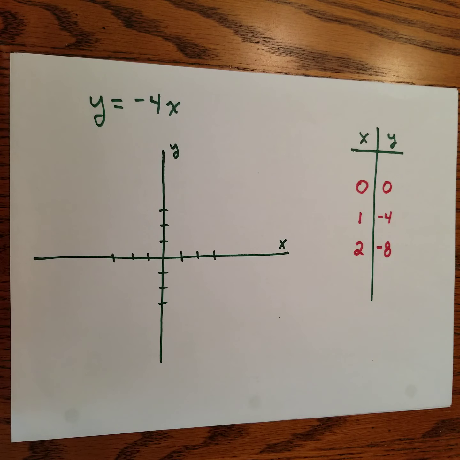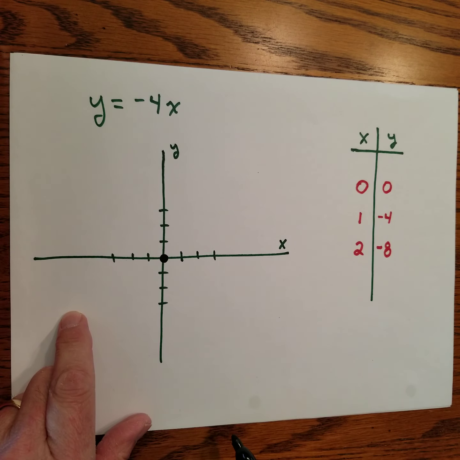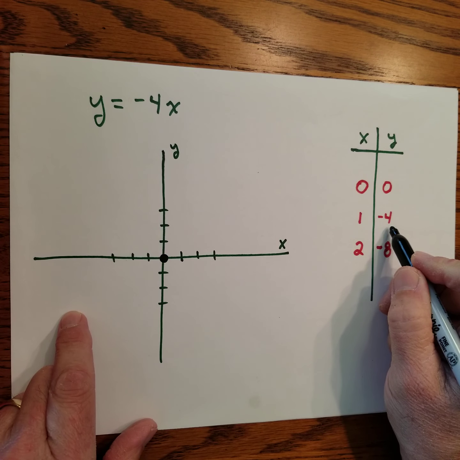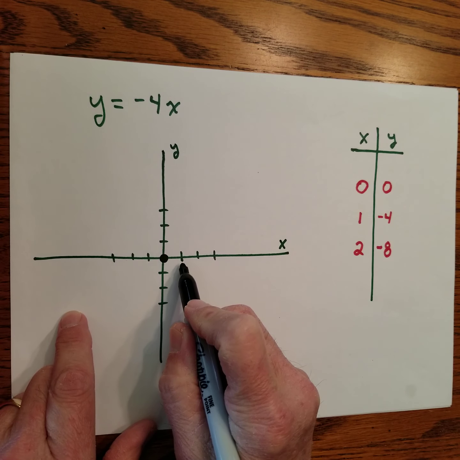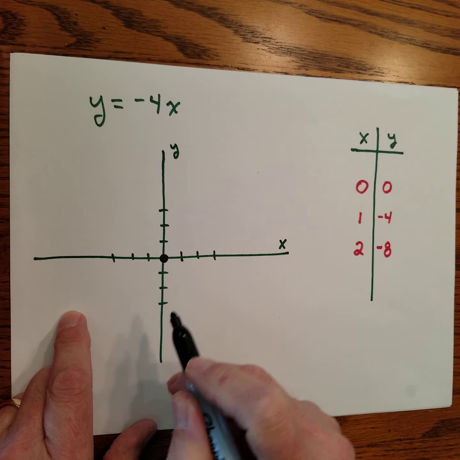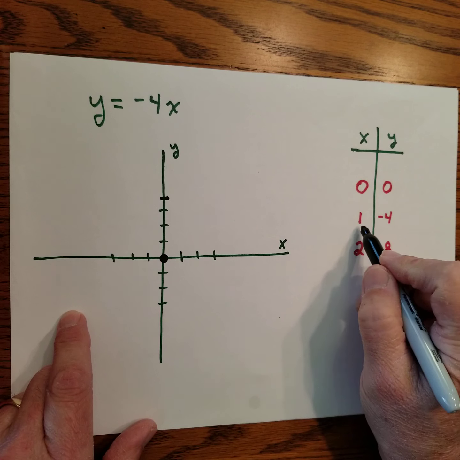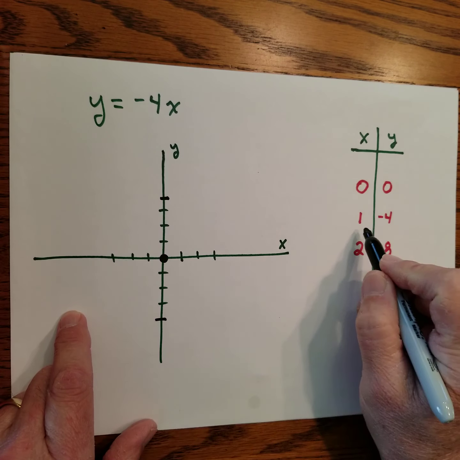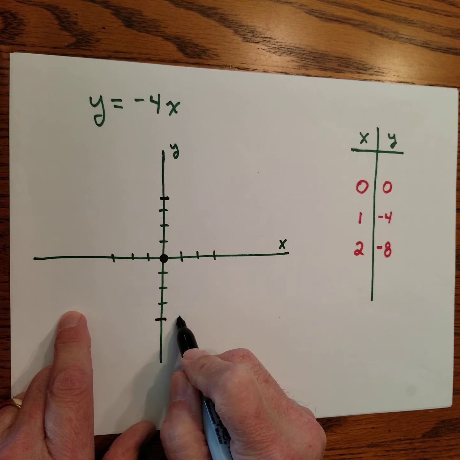Let's plot those 3 points. 0, 0 is the origin. That's here. Now the x number is left and right. The y number is up and down. I want to go to x1, y negative 4. Here's x1, left and right. Here's y negative 4, up and down. I want to go 1 right, 4 down, negative 4. Here's 1 right and 4 down.